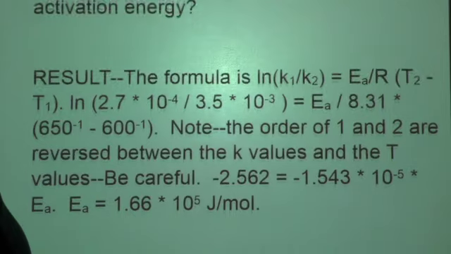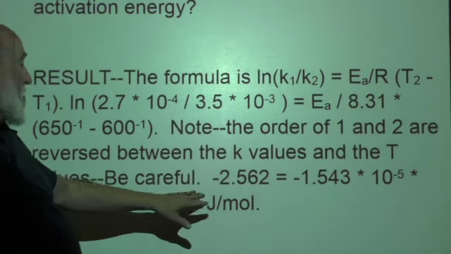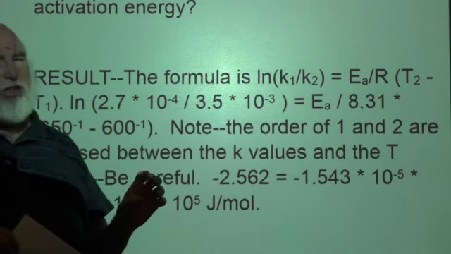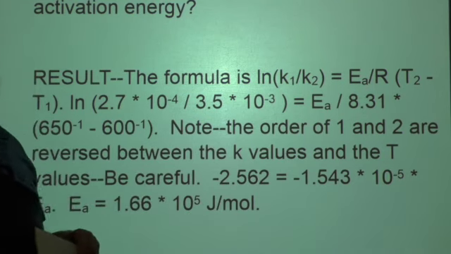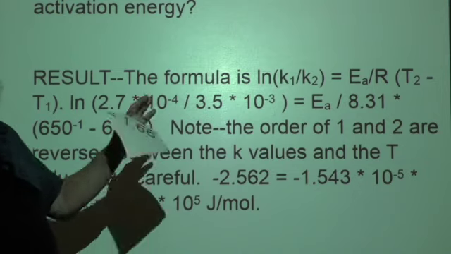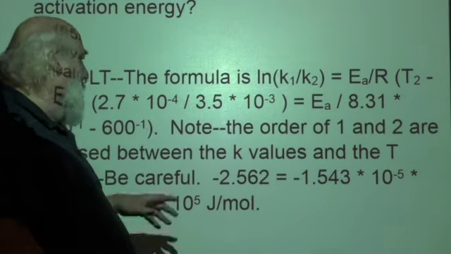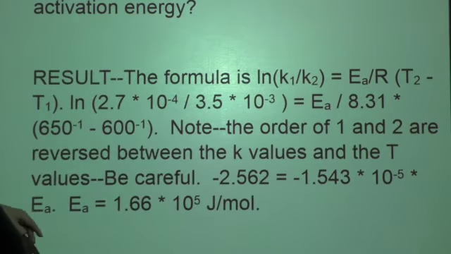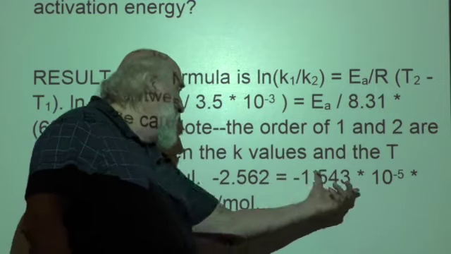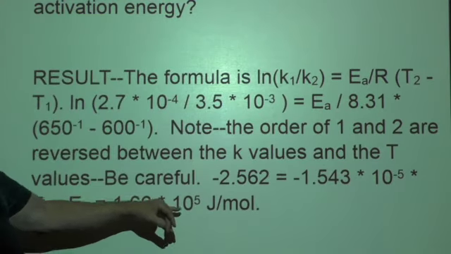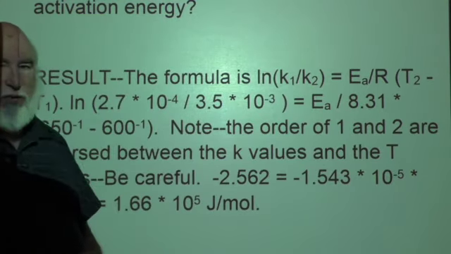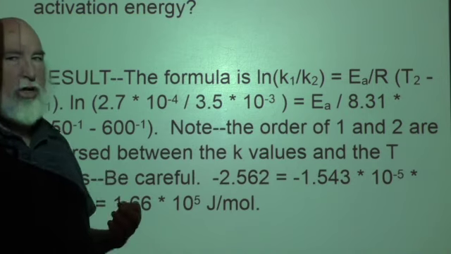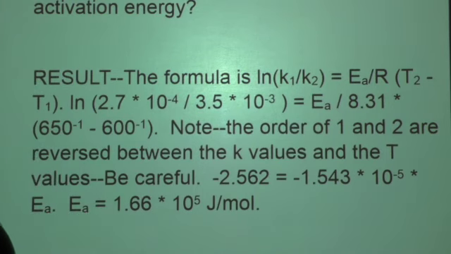Now, I've done the mathematics for this in the problem here. The left-hand side was equal to negative 2.562. I went 4 sig figs. A lot of times there'll be really small differences, and if you don't account for that, sometimes the answers go way off. The right-hand side was equal to 1.54 times 10 to the negative 5 times EA. So I'm going to divide this by that, and I get 1.66 times 10 to the 5th joules, or 166,000 joules per mole. That is a substantially large activation energy.